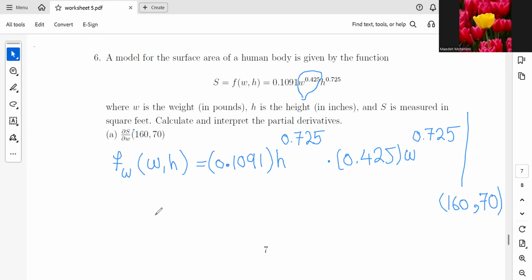h. Using a calculator, we would get approximately 0.545 feet squared per pound. And the interpretation would be, since it is a partial derivative, that would be a rate of change. So this is the rate at which body surface area increases with respect to the weight when an individual weighs 160 pounds and has a height of 70 inches. Number 7.